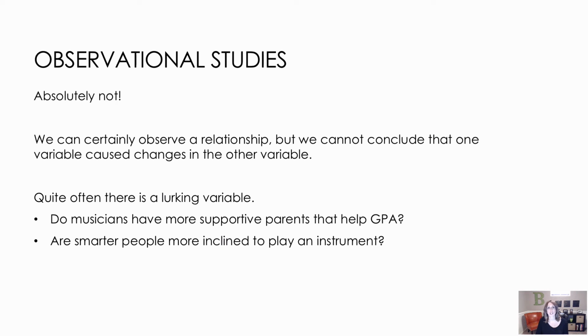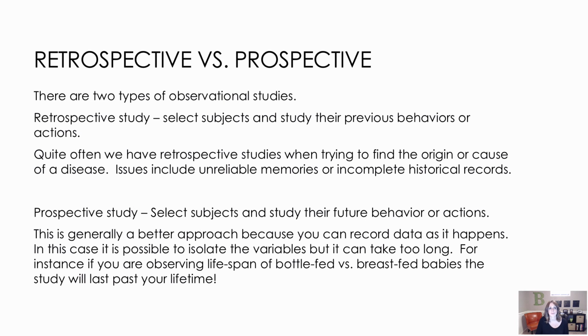Quite often there's a lurking variable. For instance, musicians maybe have more supportive parents, and therefore they make them study their music, and they also make them study other subjects. Maybe people who are smarter play an instrument, and therefore that cause and effect relationship might be in reverse. So we don't really know that until we actually do an experiment.